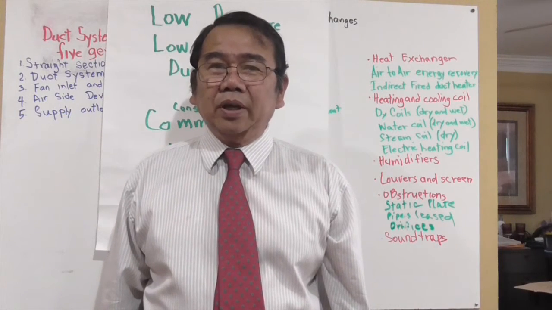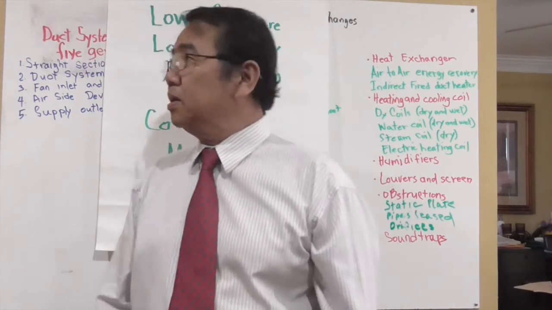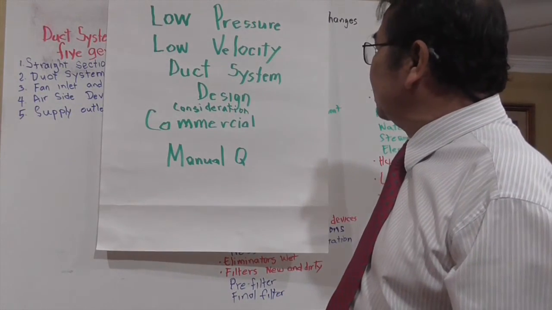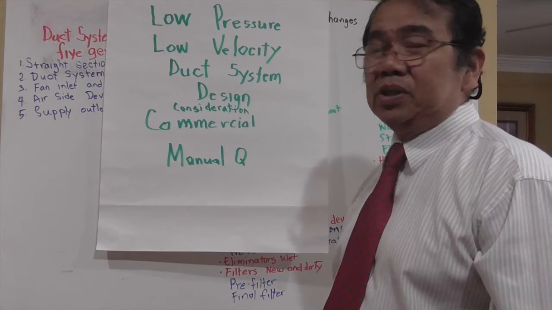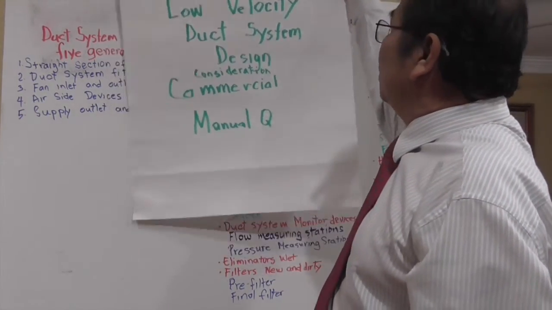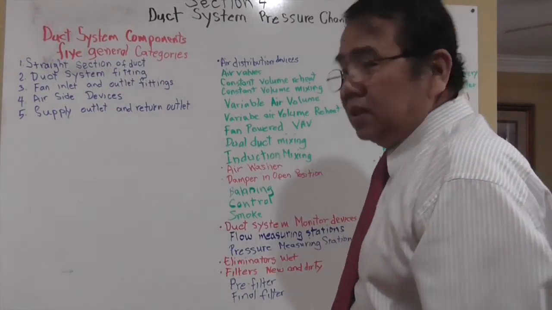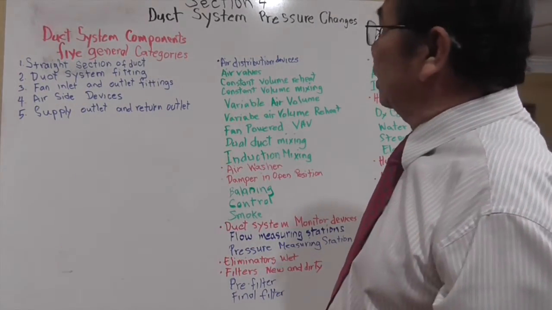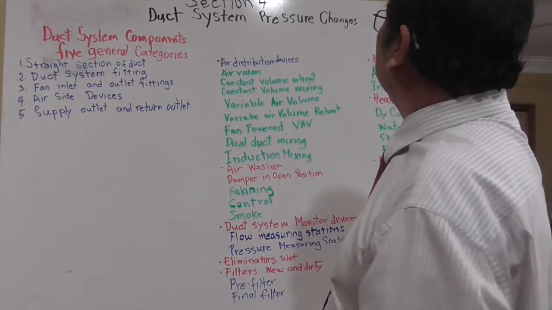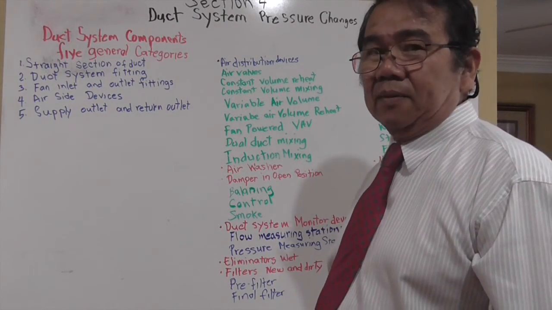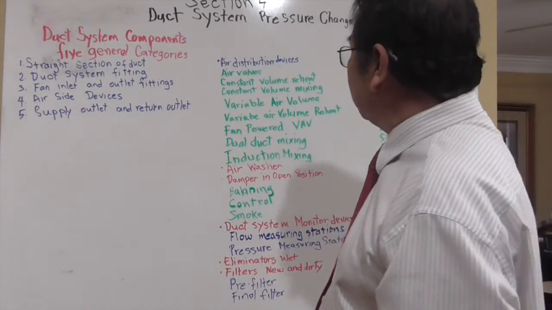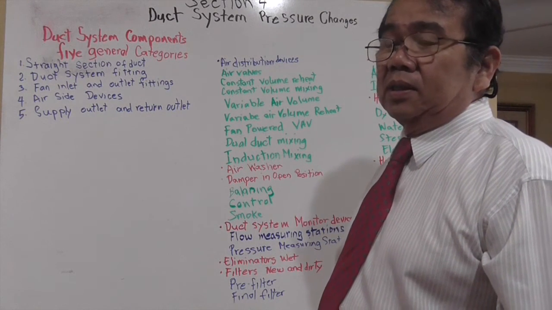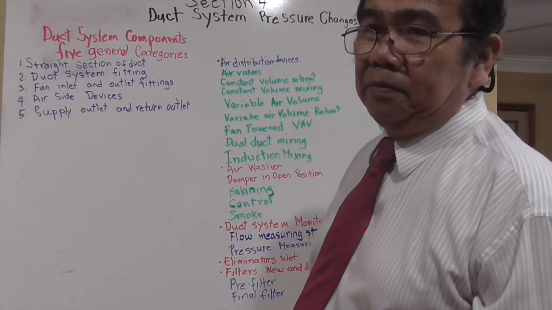Dongo, your professor today. Today we will be discussing the low pressure, low velocity duct system design considerations, commercial type. And we will be discussing Section 4. The title of the lecture will be duct system pressure changes. From these duct pressure changes, we can calculate the size of the fan CFM that you will be requiring.